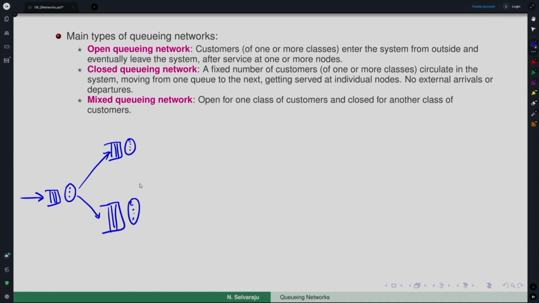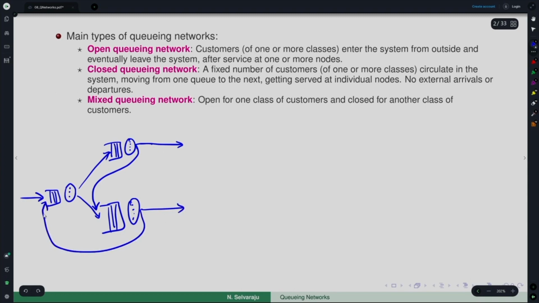And after doing this, what could have happened? Here it might so happen that from here, some may go out, for example. So some of them are going out, and again some come and join in this queue, which is possible. And from here again, some either go out or come and join in this particular queue. It could be a very simple three-node network.